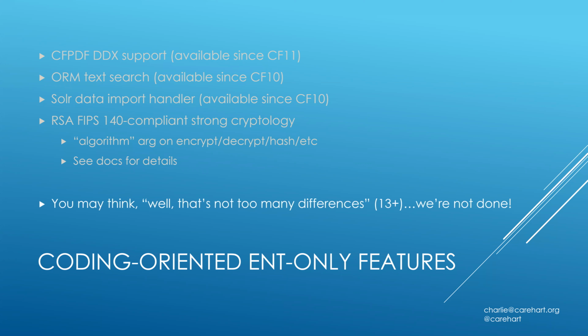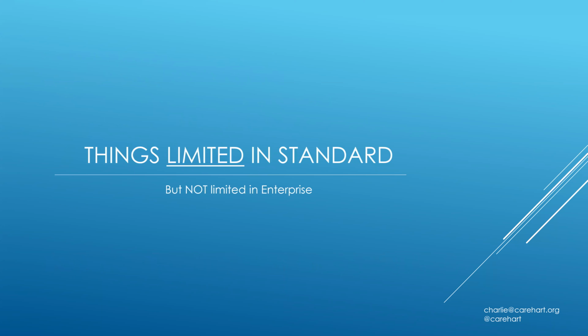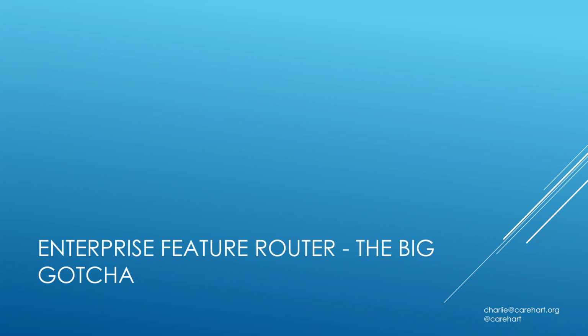All right, so at this point, you might think, well, it's not too many differences, about 13, but we're not done. We're not done. Let's keep going. You should know about things that are limited in standard, but that are not limited in enterprise, right? So they're not functional differences that you'll notice when you try to use them, or not all those other things. You couldn't use them if you're in standard, but these things you can use them, but they're limited in ways that might surprise you.